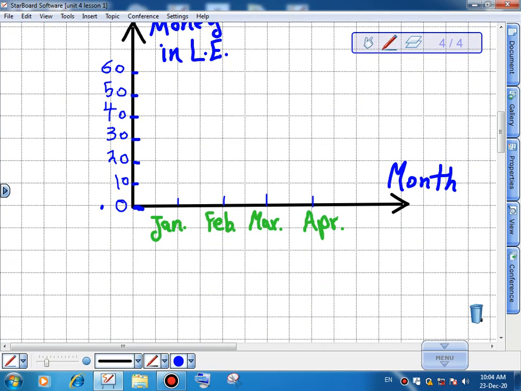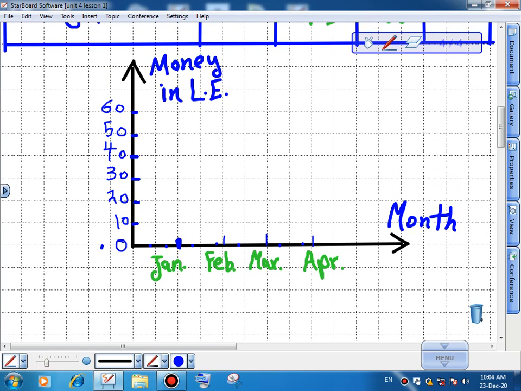On the horizontal axis, we put the months: January, February, March, April. But on this axis, we skip counting by 2 squares. Look at this. It's 1, 2 squares. We put January here. Okay, so we skip counting by 2 squares: 1, 2, 1, 2, 1, 2. Then we draw with your ruler and your pencil.